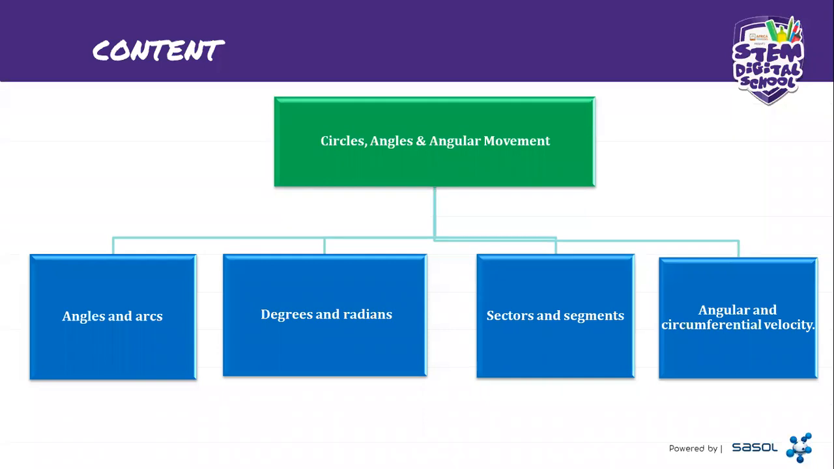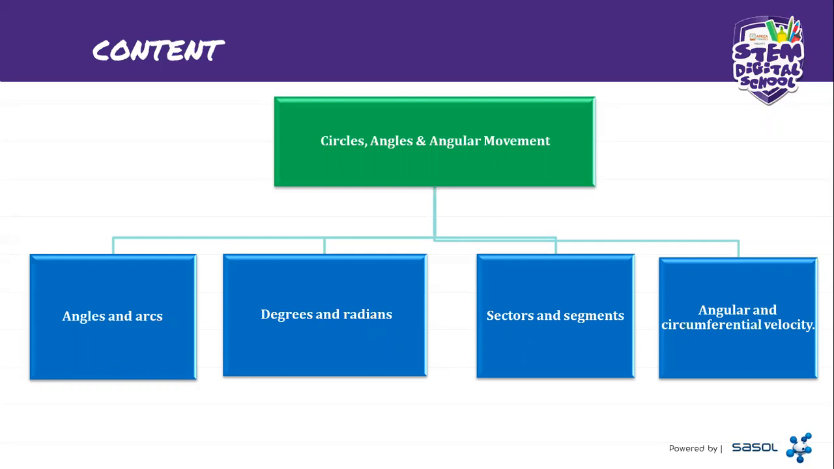Now, under content, we are going to be dealing with circles, angles, and angular movement. Under this topic, we have the subtopic angles and arcs. Then we move to degrees and radians, where we convert degrees to radians, or radians to degrees. Then we move to sectors and segments. And the last one that we will be doing is angular velocity. Those are the subtopics that we are going to be dealing with in today's lesson.